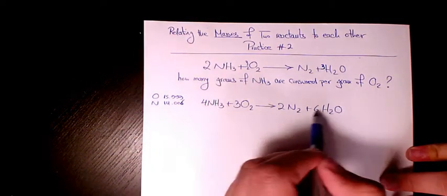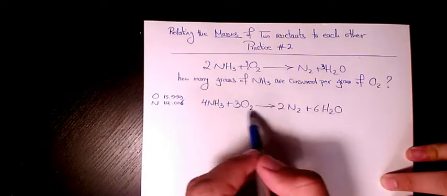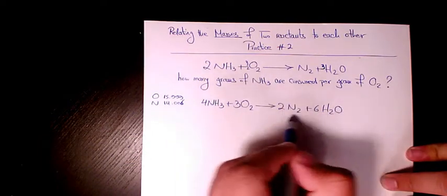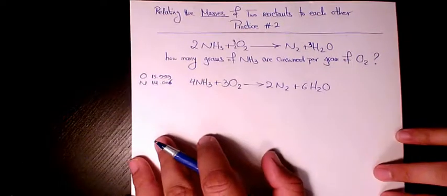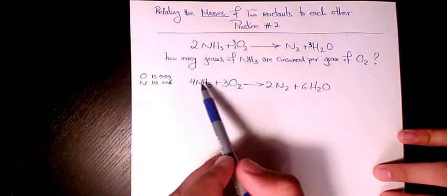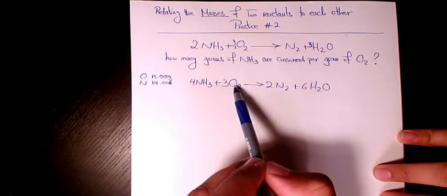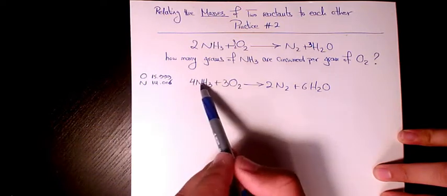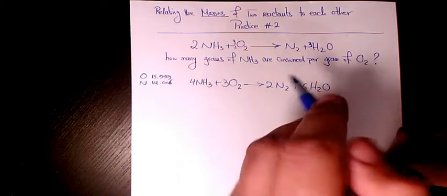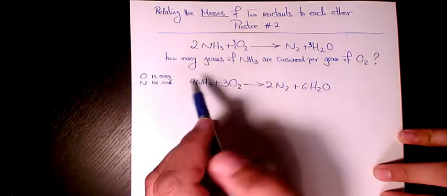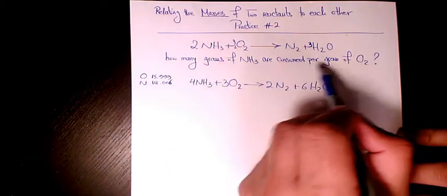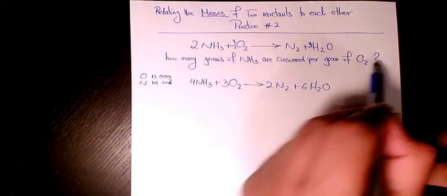So now we have 12 hydrogen from both sides, 6 oxygen from both sides, and 4 nitrogen both sides. So since it's balanced, for every 4 moles of ammonia, we need to have 3 moles of oxygen. Every 4 moles of ammonia, 3 moles of oxygen. It says how many grams of ammonia we need for every 1 gram of oxygen here.